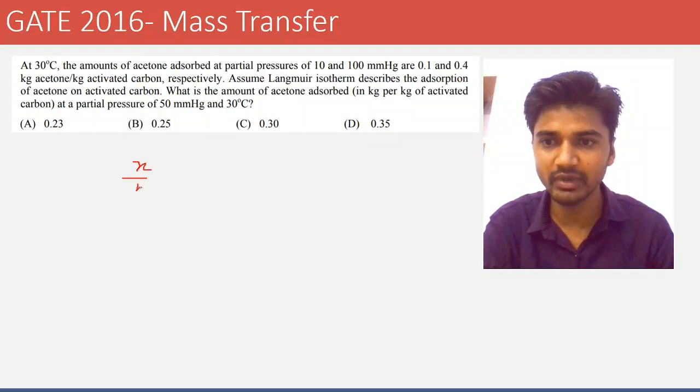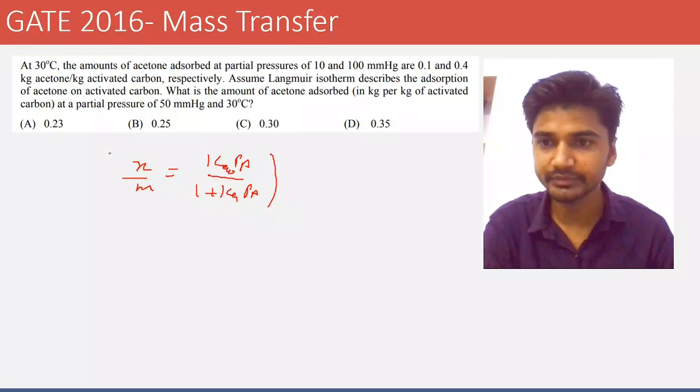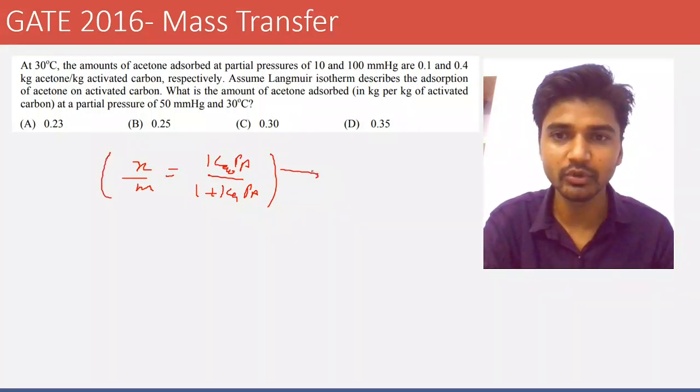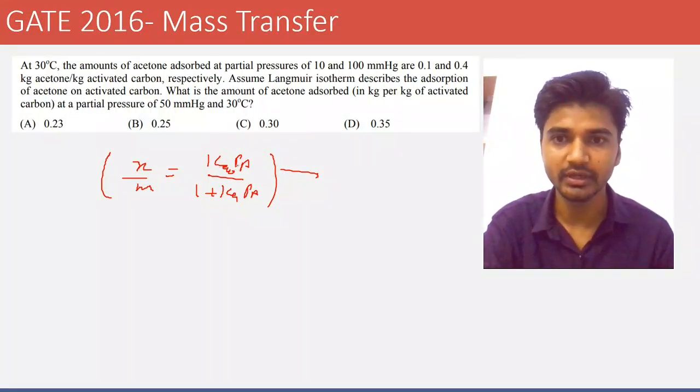So we have X by M equals K_eq P_A divided by 1 plus K_eq P_A. So this is the governing equation that corresponds to the Langmuir isotherm, where X is the amount of acetone adsorbed per unit mass of adsorbent, K is the equilibrium constant, and P is the partial pressure of acetone getting adsorbed.